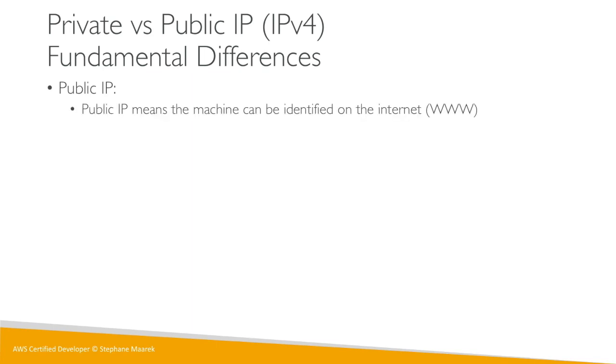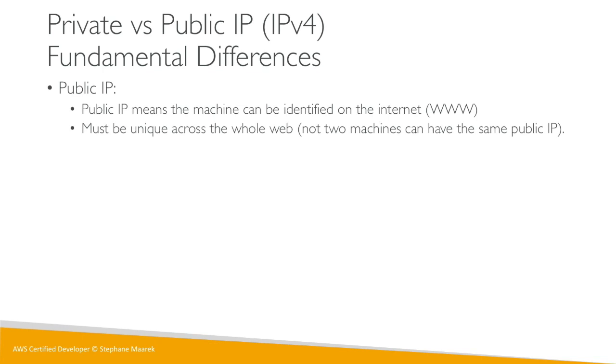So some differences. Public IP, as I said, means that the machine can be identified on the internet, and the public IP must be unique across the whole web. So no two machines can have the same public IP. And I think that makes sense. And if I give you an IP, you can just Google it and you can find a geolocation.